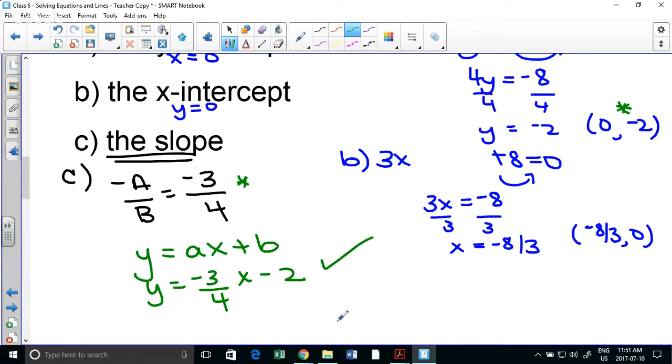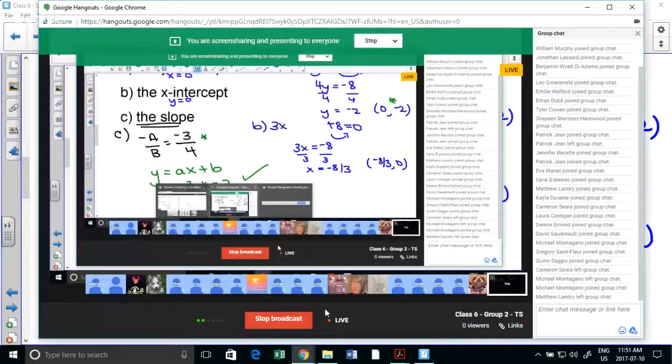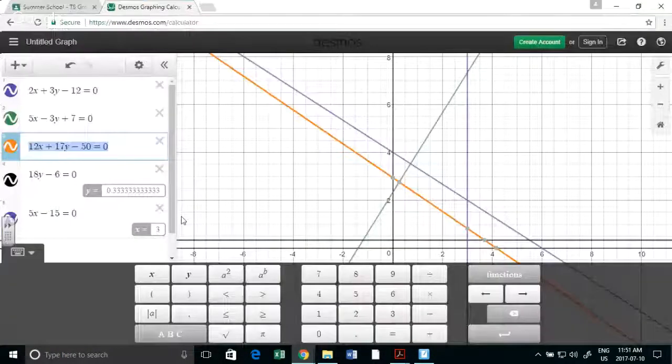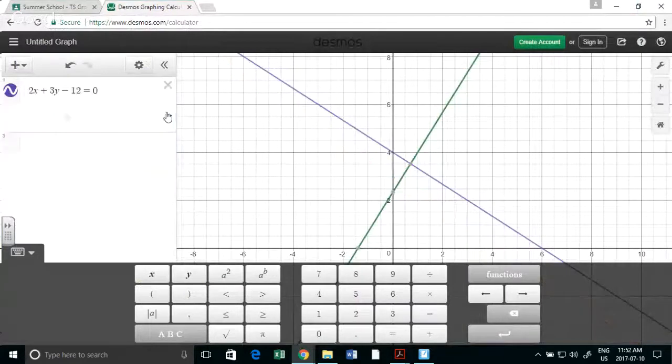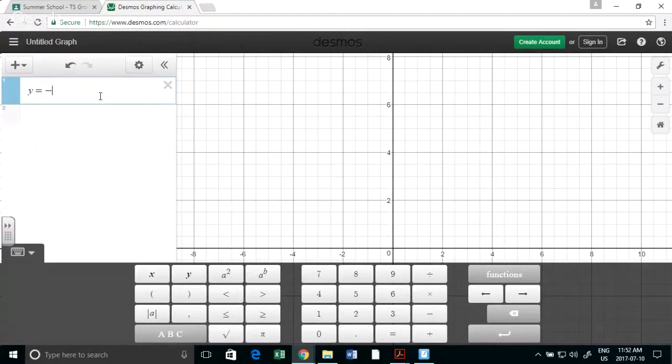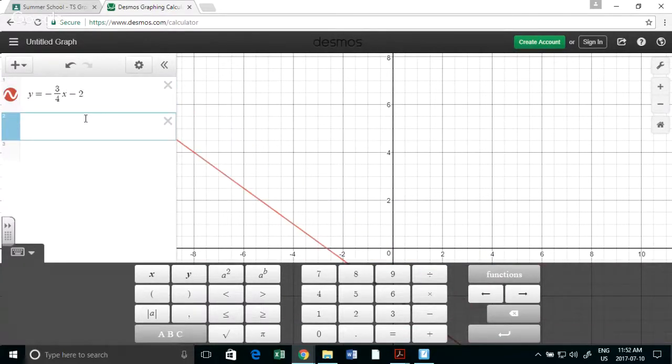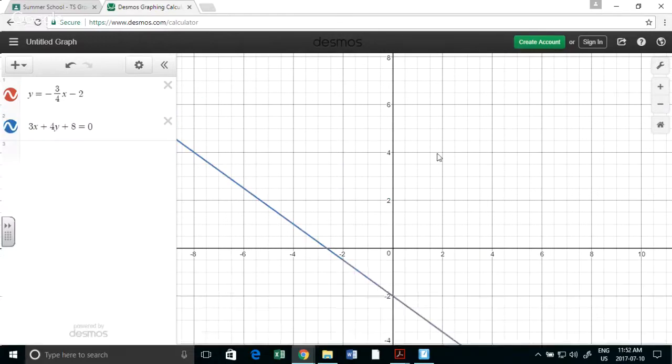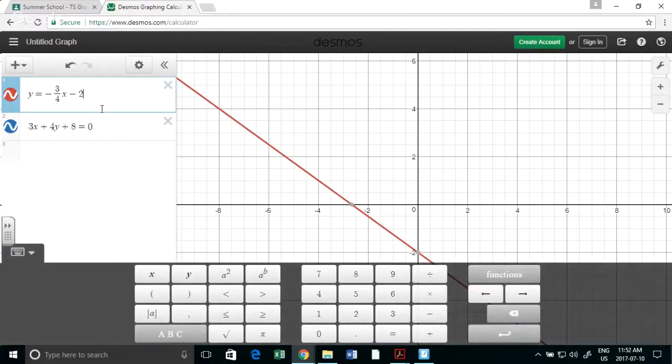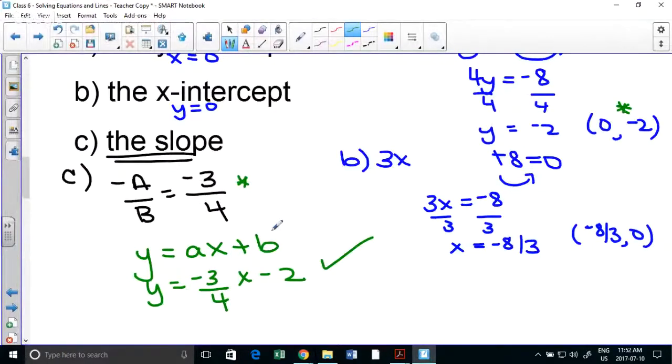So if we graph it, y equals negative 3 over 4x minus 2, or 3x plus 4y plus 8 equals 0. I have the same line. So I just converted it so the forms are different, but I'm not actually graphing anything different.